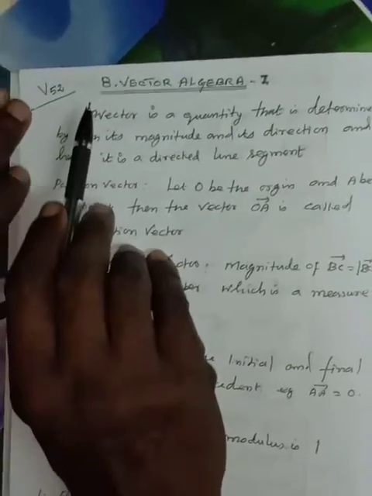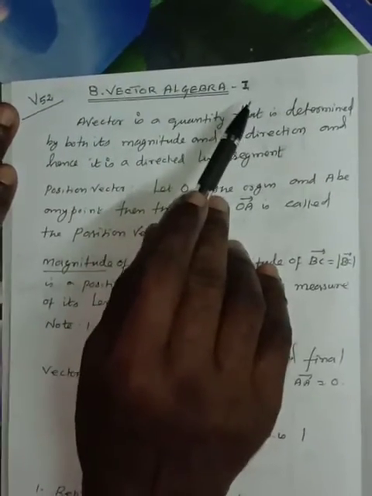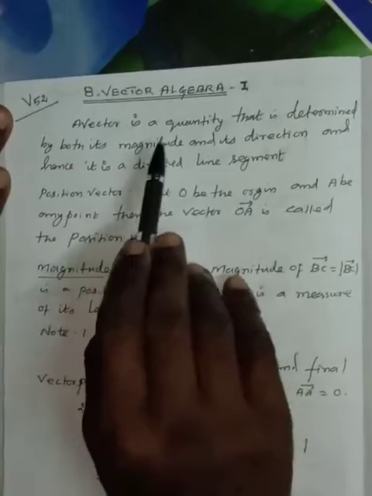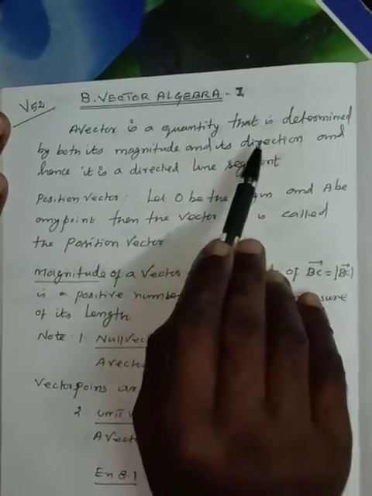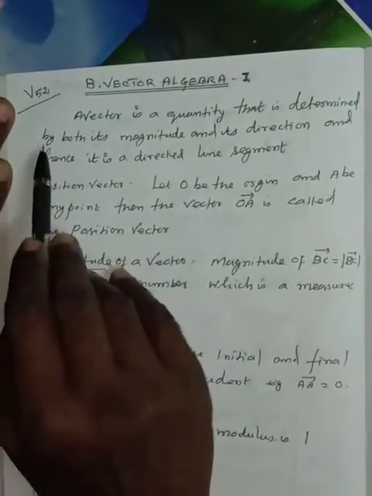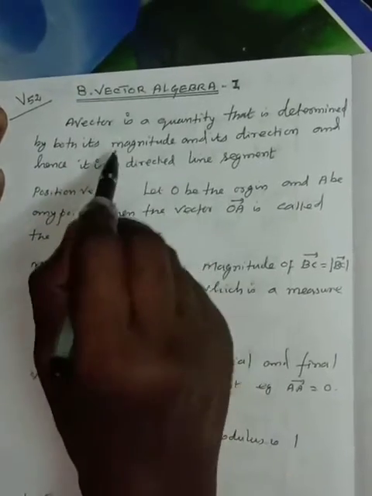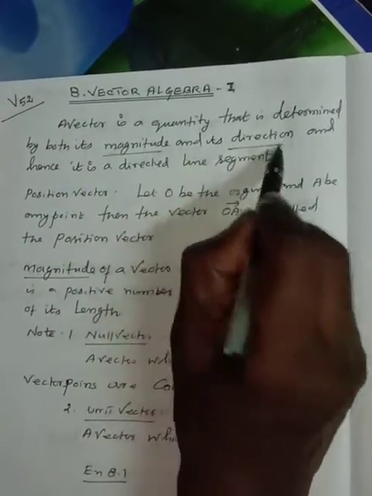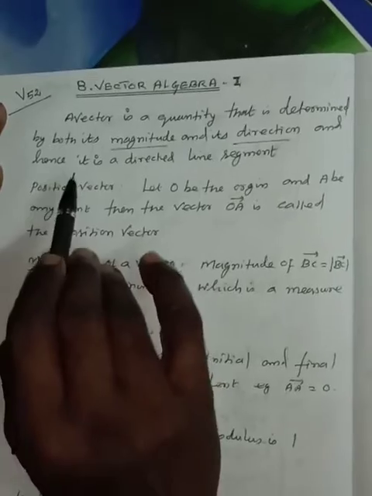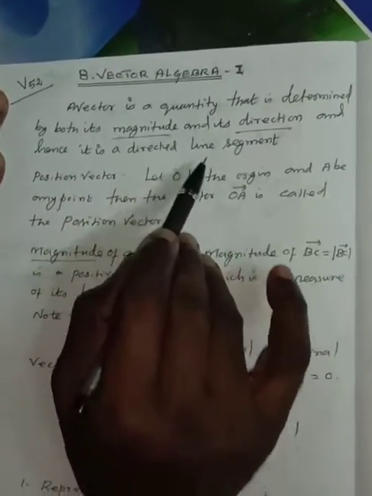Today's topic is lesson number 8, vector algebra 1. A vector is a quantity that is determined by both its magnitude and direction, and hence it is a directed line segment.